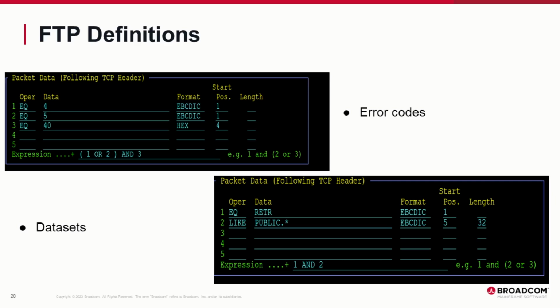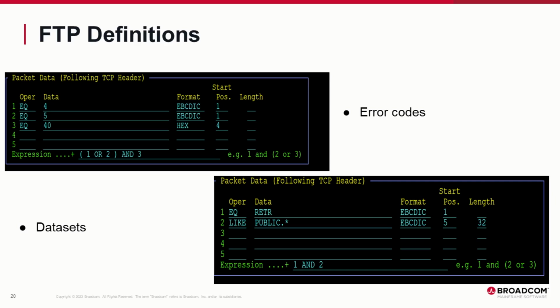And the way this works here, right, is we can set up expressions. So in this first expression, we can see we're using the equal operator, and then we're looking specifically at the number 4 in an EBCDIC format at the first position within our packet data, right? We're also looking at the second line here. We can see it starts at the 5 at the first position, and then we have a 40 in hex, which just translates to a space, right? I mentioned that FTP is a well-defined protocol, so we can use that to our advantage here.